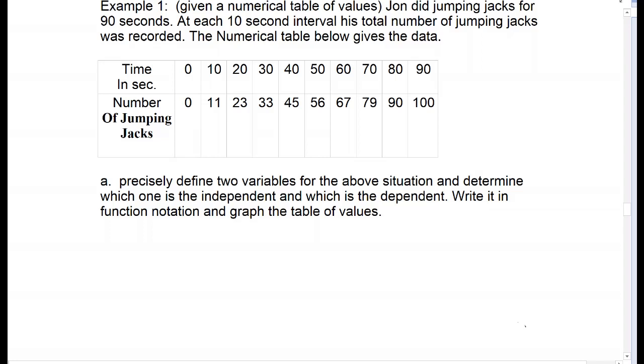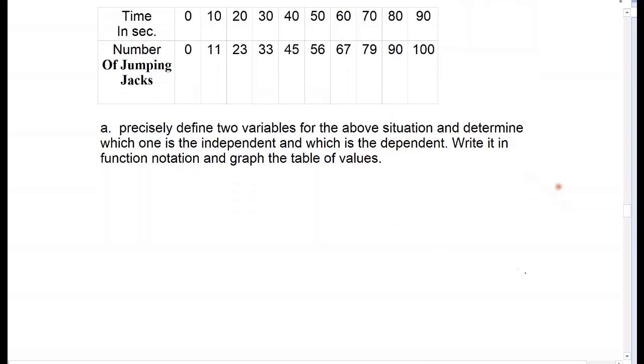One of them is the independent variable and one of them is the dependent variable. It means one depends on the other, so one has to be a function of the other. Whenever you're given time, time is always the independent variable. The number of jumping jacks completed depends on what time I pick. At time 0, he didn't complete any. But at time 50 seconds, he completed 53 or 56.